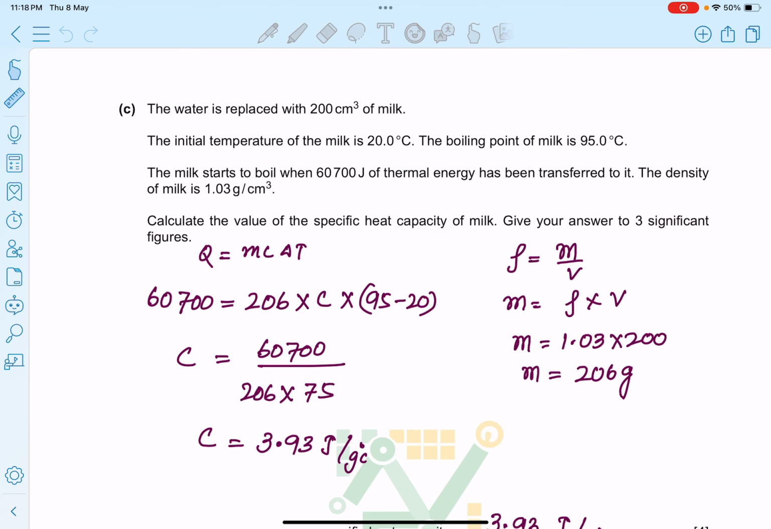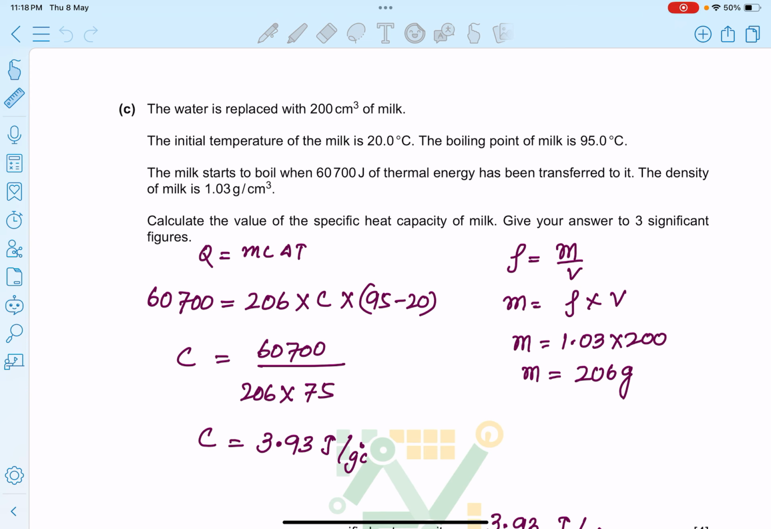Listen, specific heat capacity question is the most common question you can expect. And again, I'm telling you, they can give you the mass, the change in temperature, and the energy, and ask you to find the specific heat capacity.